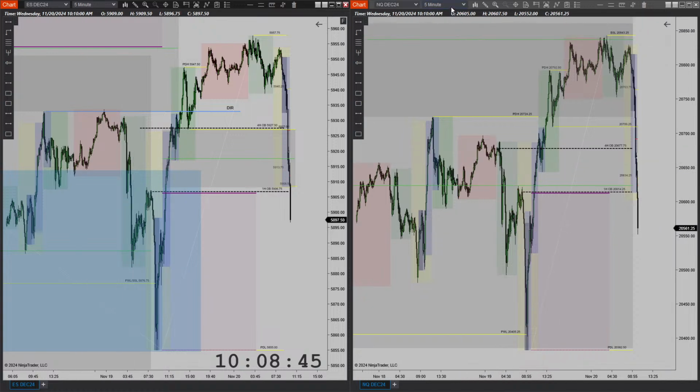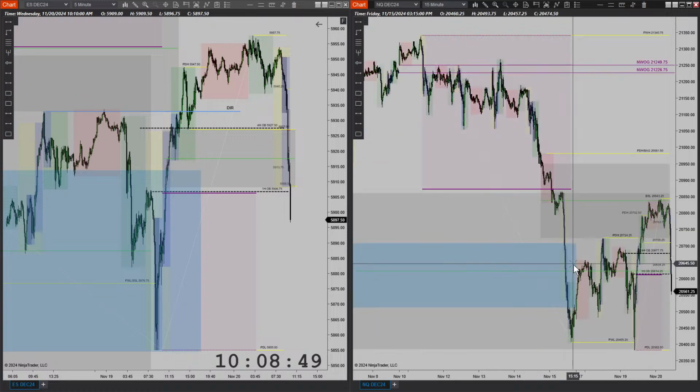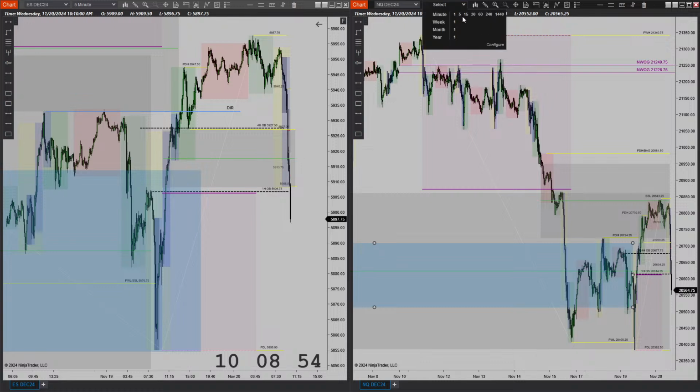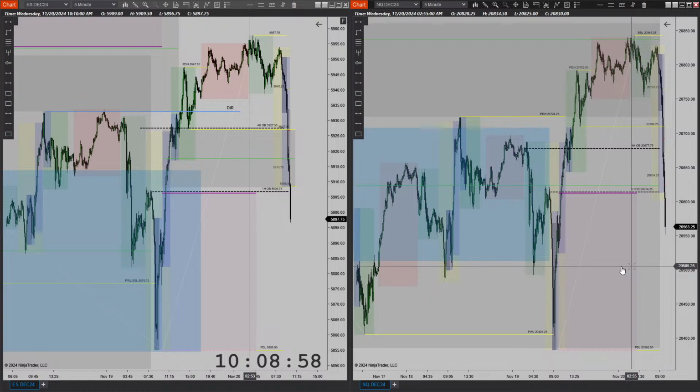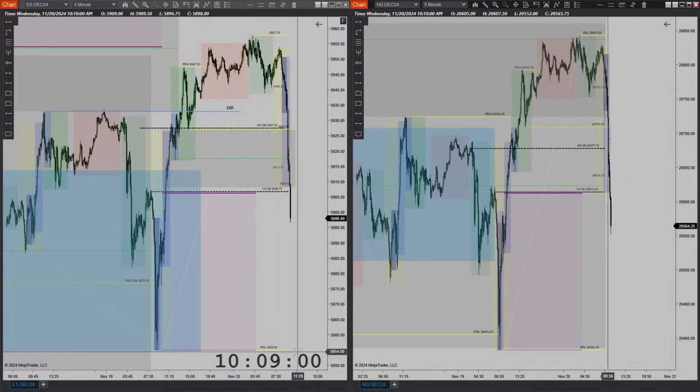Where is that? I need to bring it a little closer. Here we go. We have about 1 minute until the macro is over.